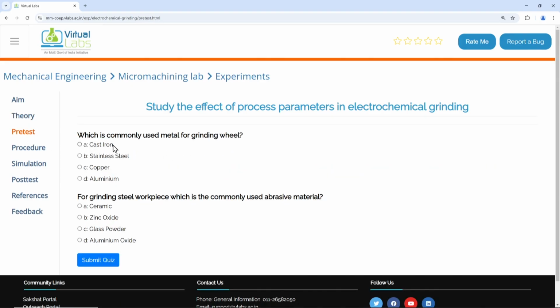Pre-test question: which is the very commonly used metal in the grinding wheel in ECM? It is copper. For grinding a steel workpiece, which is the commonly used abrasive? Aluminium oxide.